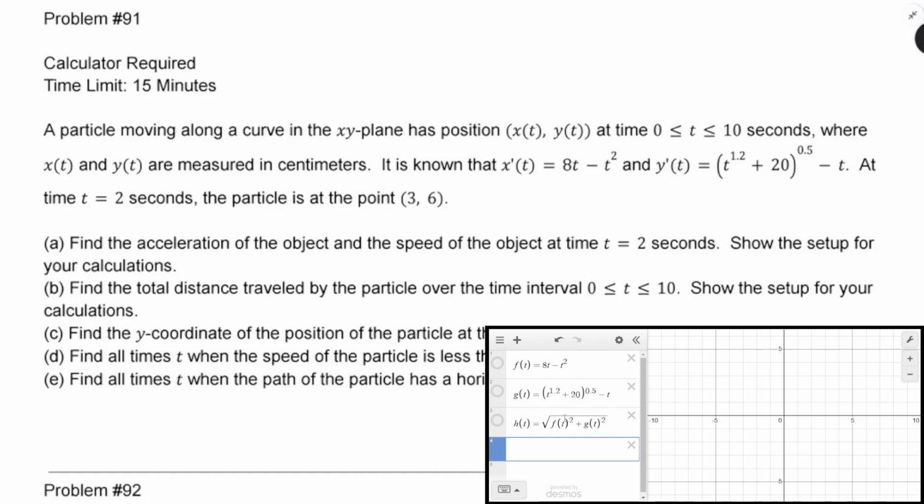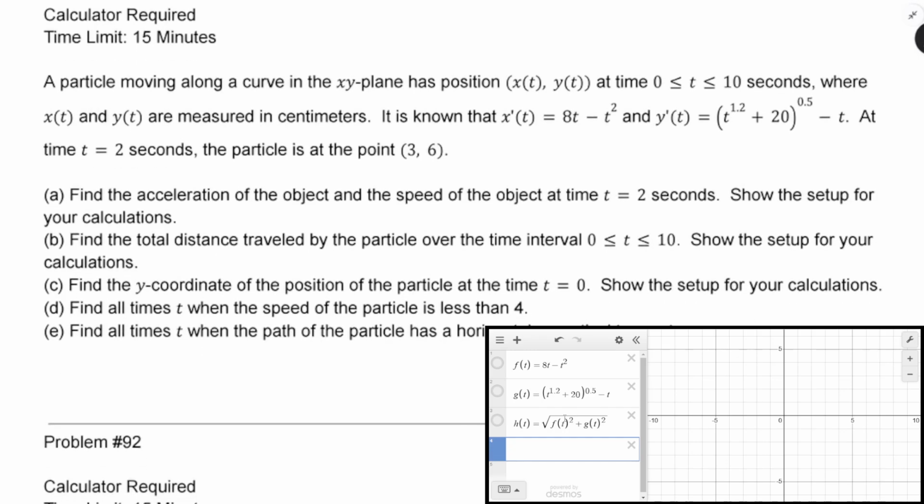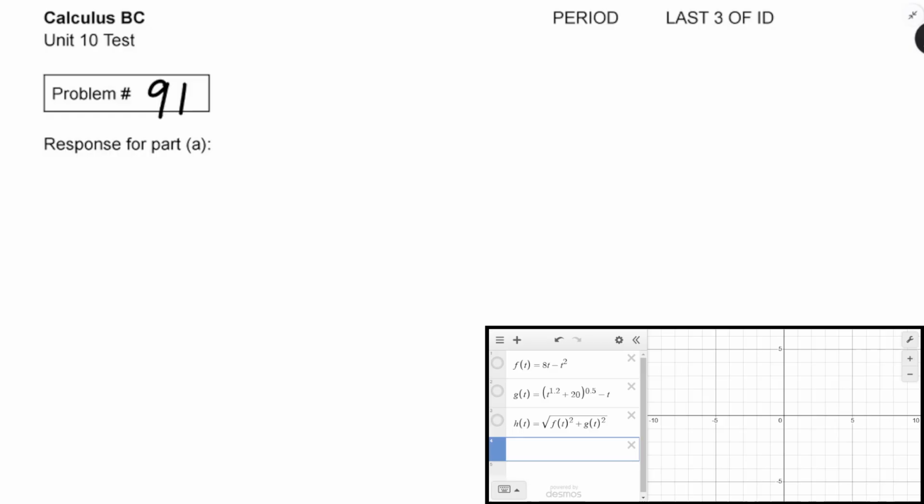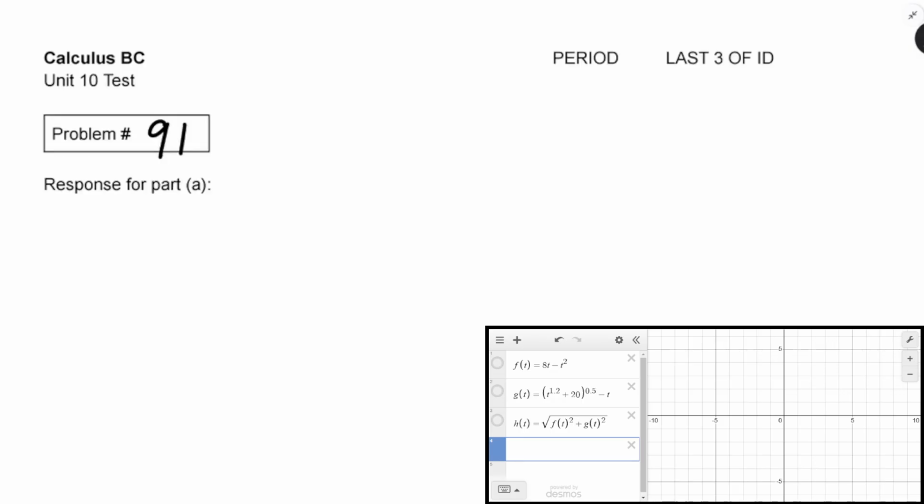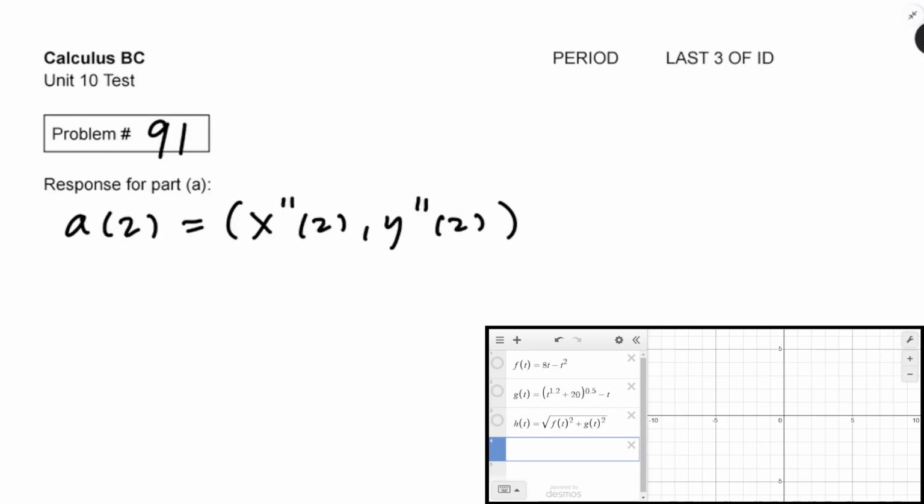All right, so the first one asks for the acceleration of the object and the speed of the object at time t equals 2. Okay, so it asked for acceleration, and we know that acceleration is the first derivative of velocity, but when we're taking a derivative on the calculator, we need to show that. So I'm going to write down a of 2 is going to equal x double prime of 2 and y double prime of 2, which means I'm taking the derivatives of these functions over here on the calculator.